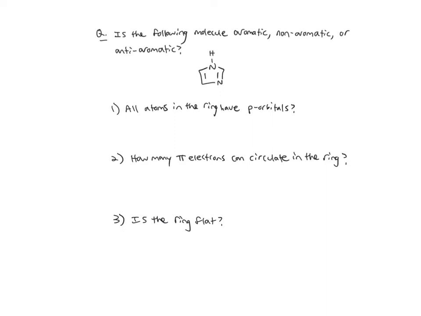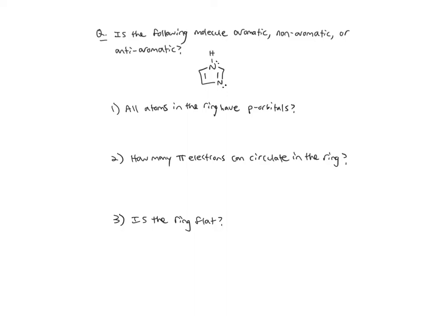When heteroatoms are part of the ring, heteroatoms being any atom that is not carbon or hydrogen, we could also have the ring still being aromatic, non-aromatic, or anti-aromatic. And the first thing that we should do before we ask any of the questions is to draw in any lone pairs that aren't shown. So on the nitrogen at the top, we have lone pairs, and also on the nitrogen at the bottom right of the ring, we have lone pairs that aren't showing.